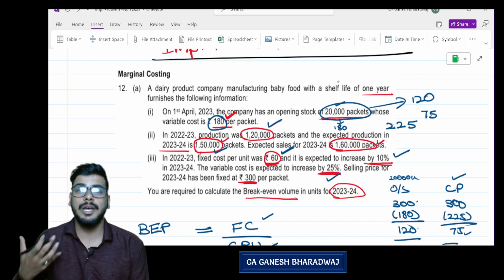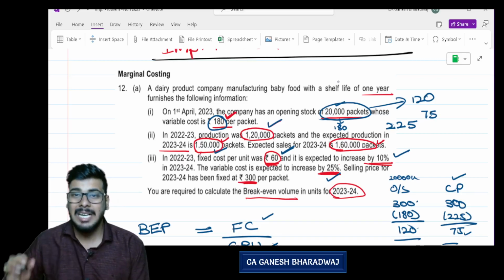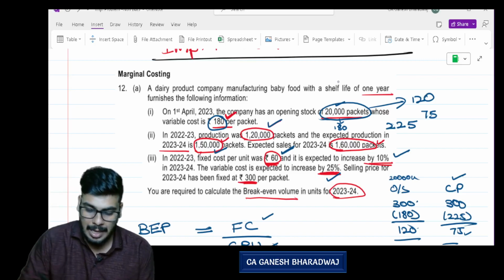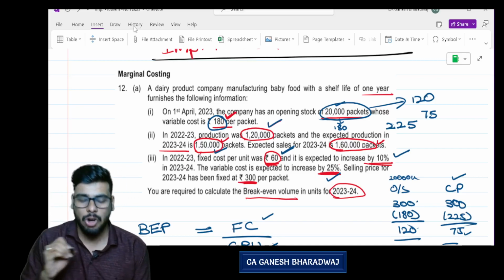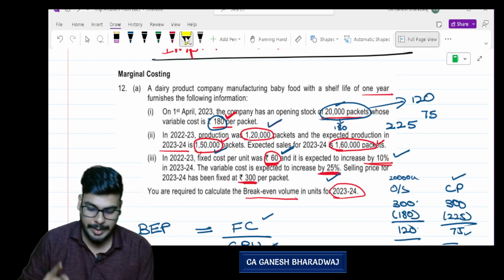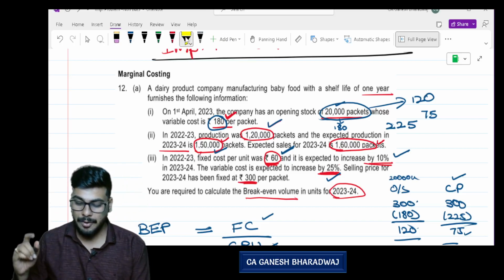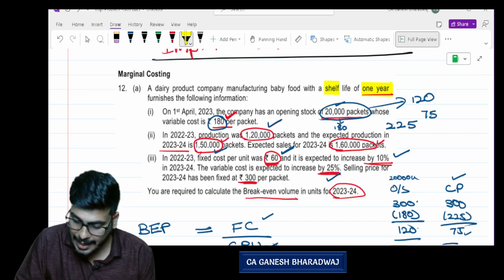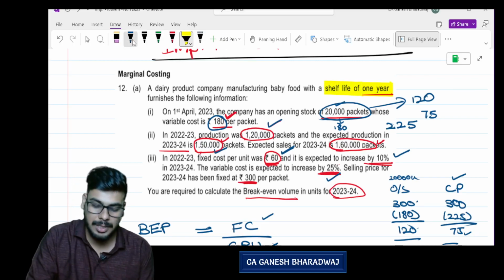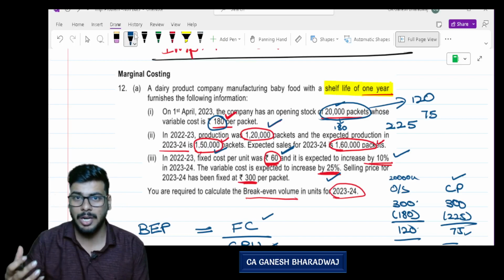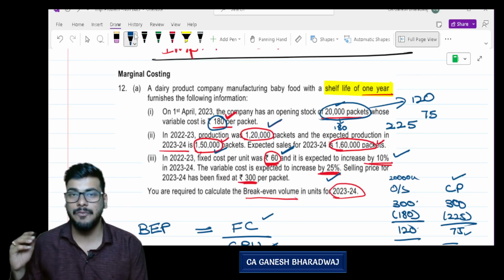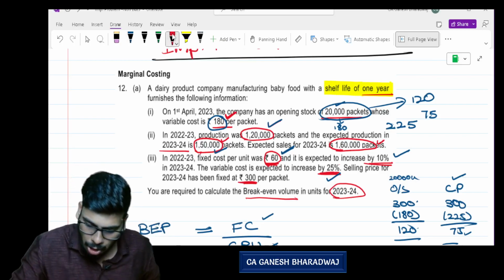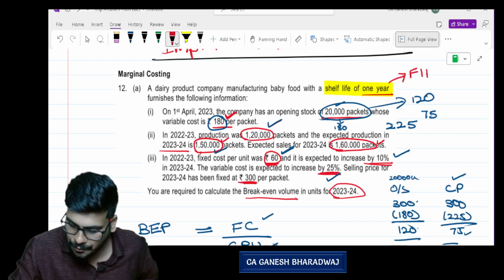Now, how will I go about finding out the break-even point? A small hint to this step lies in the very first line of this question. Read the first line of the question. A dairy product company manufacturing baby food with a shelf life of 1 year. They have clearly given that the shelf life of this particular FG, the product they are dealing with, is exactly 1 year, which means this company should always follow the first in, first out method.